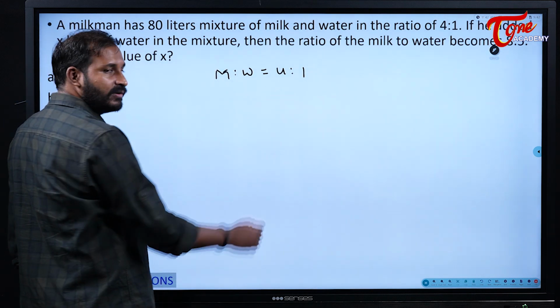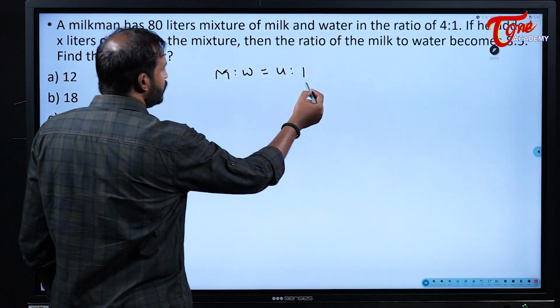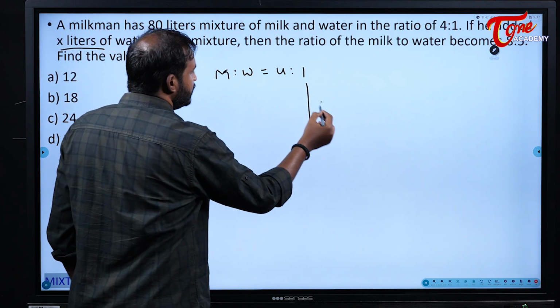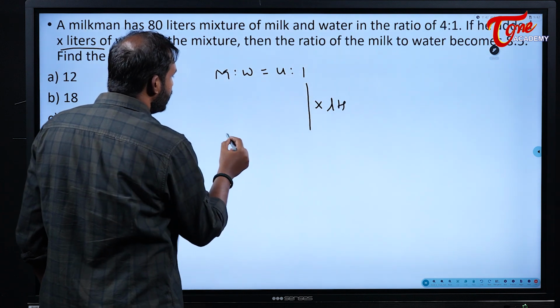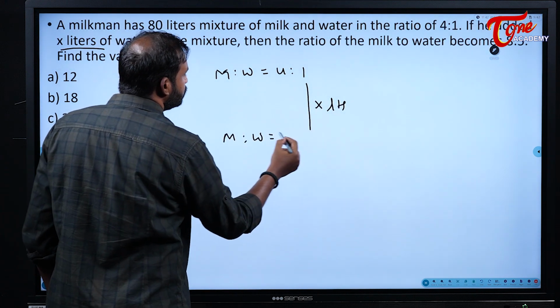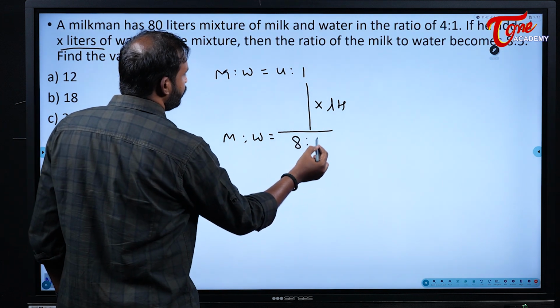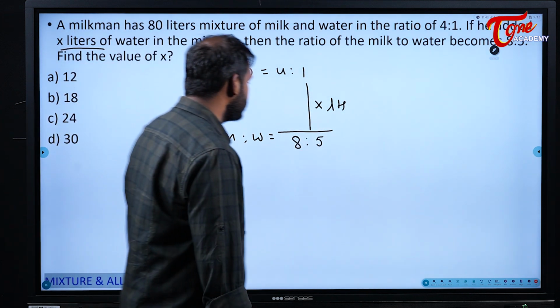Now, milk and water are in what ratio? 4:1. Now, to this, he is adding how much water? X liters of water, so that the milk and water ratio becomes 8:5. Now, please observe here, students.